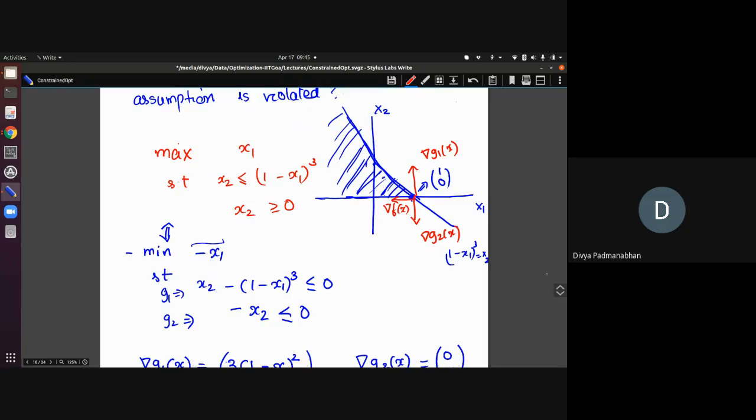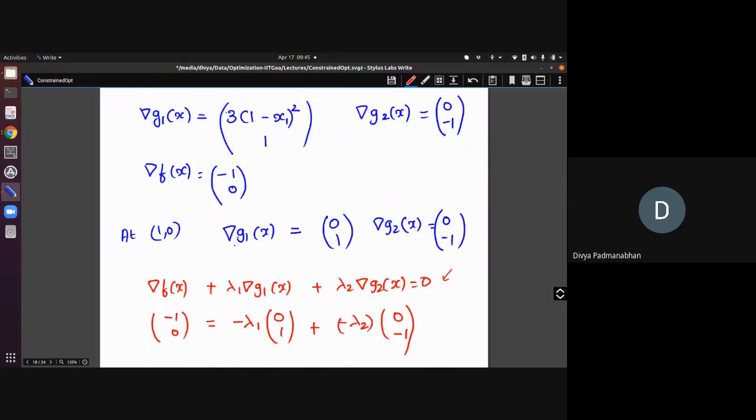So this is an example where the optimum we know is 1, 0, but it's not a regular point. You see that these two are 0, 1 and 0, minus 1. So they're actually linearly dependent. The gradient of G1 and the gradient of G2 are linearly dependent.